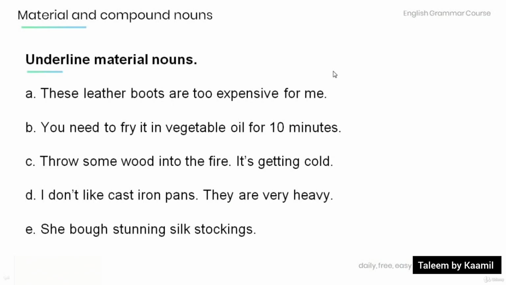Now, it's time for you to practice on your own. Read the following sentences and underline the material nouns. A. These leather boots are too expensive for me. B. You need to fry it in vegetable oil for 10 minutes. C. Throw some wood into the fire. It's getting cold.